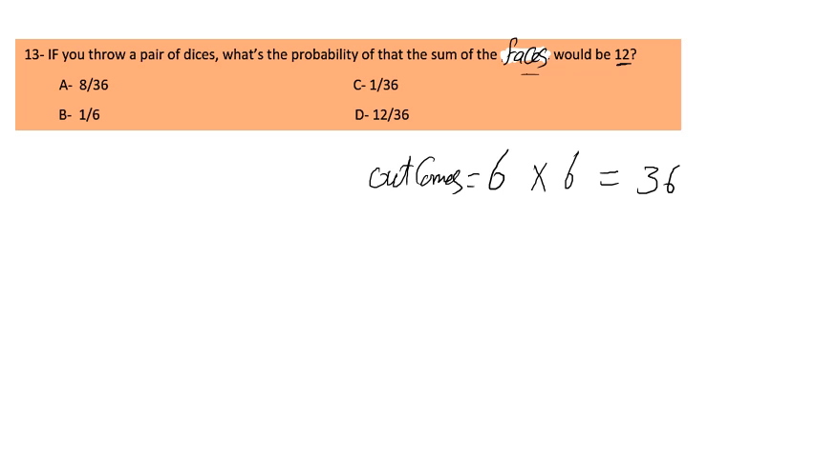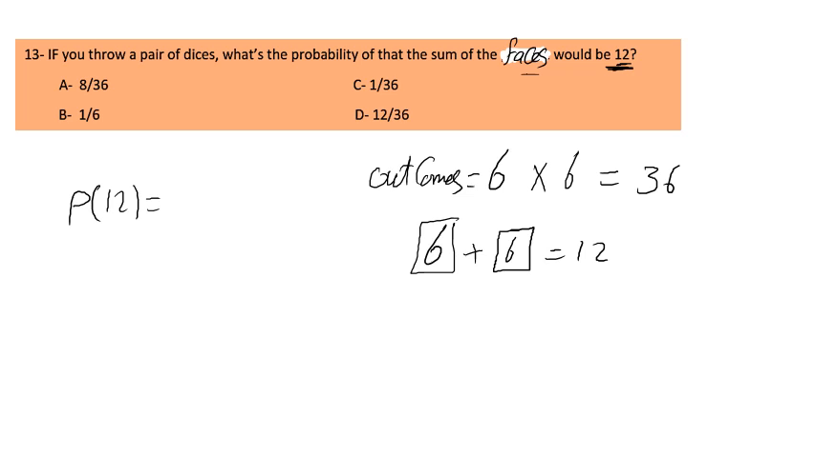The probability that you have a sum of 12 is only one pair, where the first face will be 6 and the second face will be 6, because 6 plus 6 is equal to 12. There are no more two values that their sum will be 12. So the probability of getting a sum of 12 is 1 out of 36. So the right answer is C.